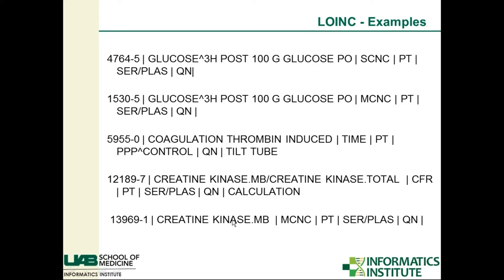Here's a coagulation test, and this is measuring the PPP control, so it's in a patient. The specimen is the patient, and it's quantitative, and then it mentions the method, which is a tilt tube method for doing it, and so on. Here's a calculation. Here's one where they put in an extra creatine kinase .mb, which is a sub species of creatine kinase. So lots of different ways to express this.